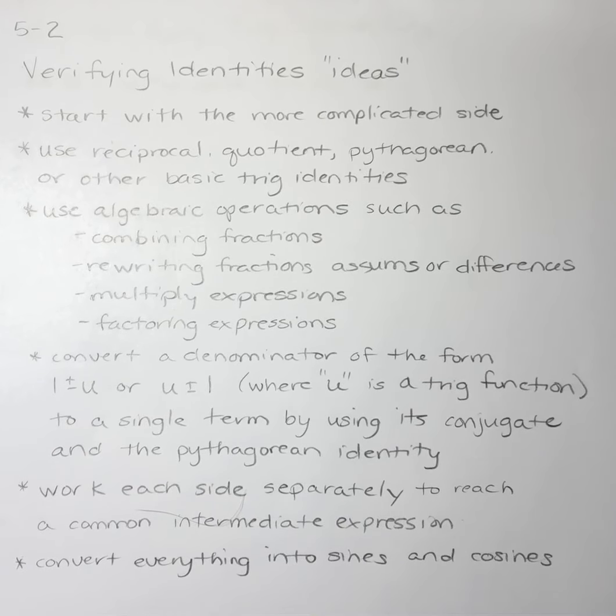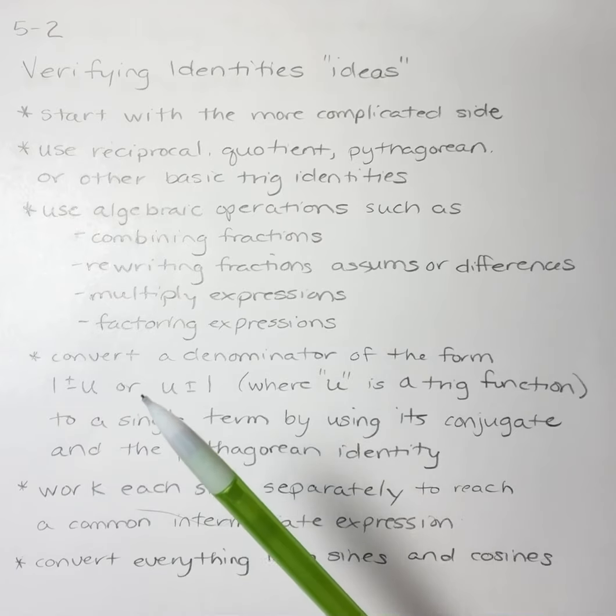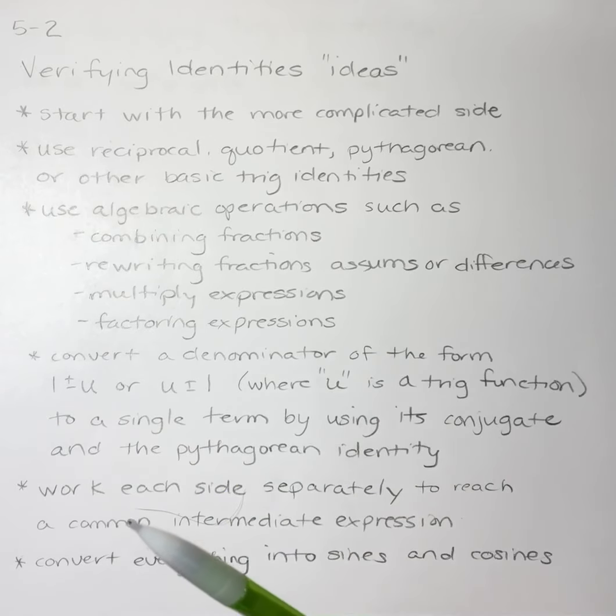All right, section 5.2 is on verifying identities. This is an extension of section 5.1. In 5.1, they ask you to simplify a trig expression. Now what you're going to be given is an equation. That equation is true. You have to show that it's true, okay?